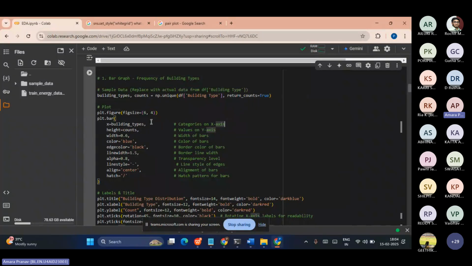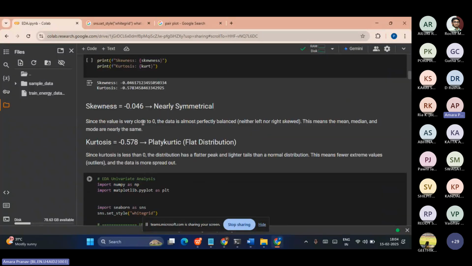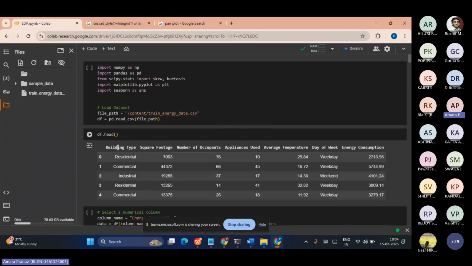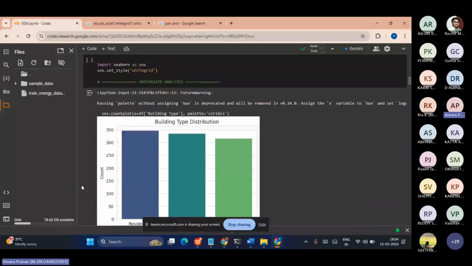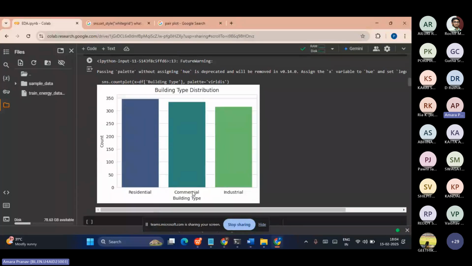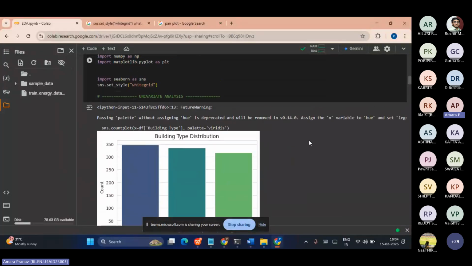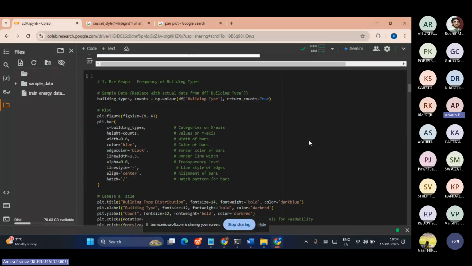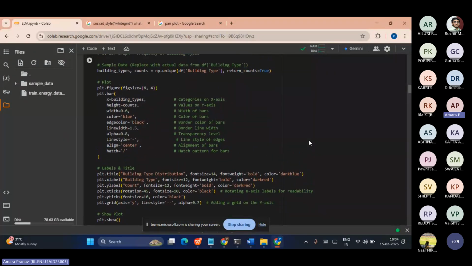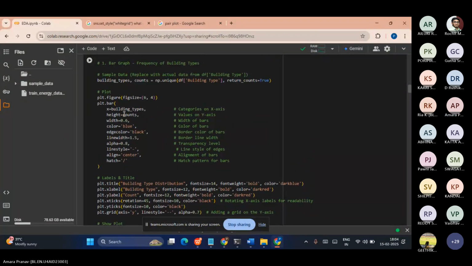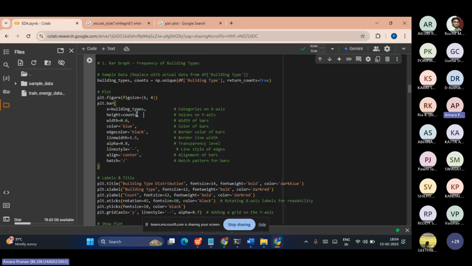For the x-axis, I've used building_type. From here, building_type, what do you see? Residential, commercial, industrial, residential, and so on. Correct. So there are three types, and the counts of each I wanted to plot in the bar graph. For the y-axis, I named it counts. It directly takes the counts. This is an inbuilt function that directly gets the count variable and then displays it in the bar graph.